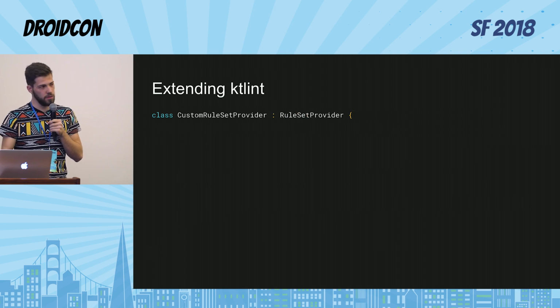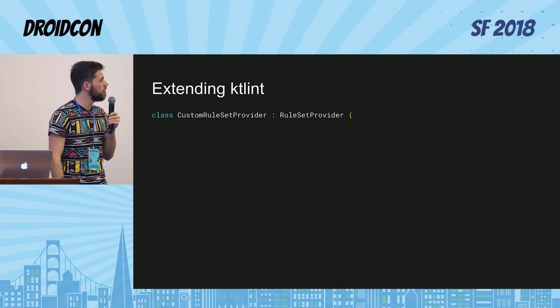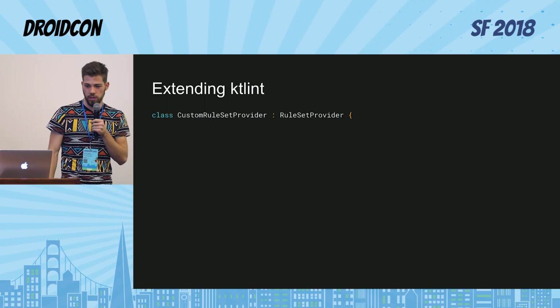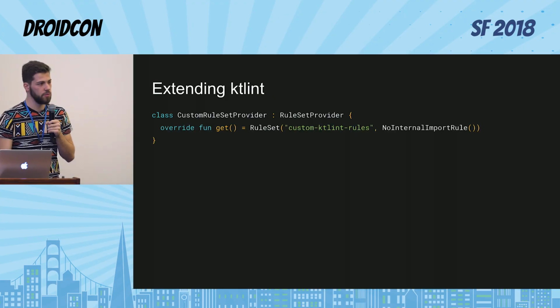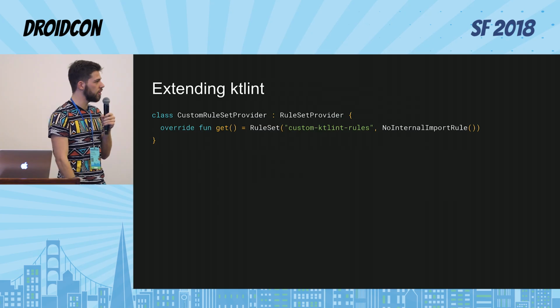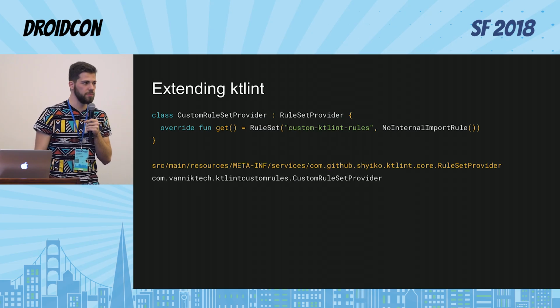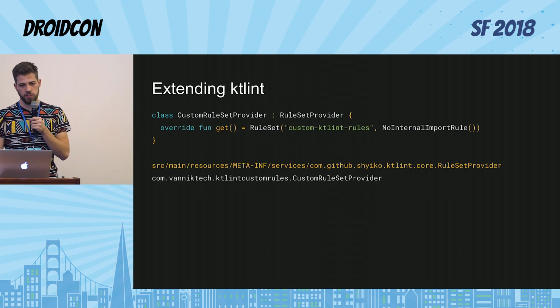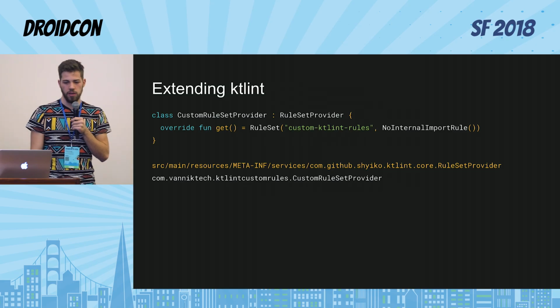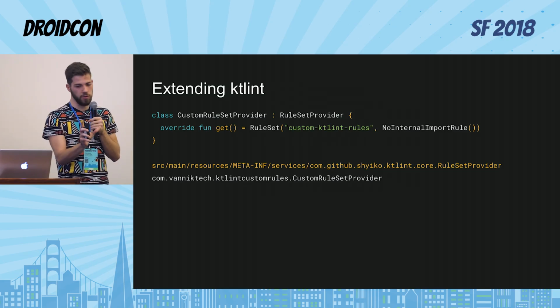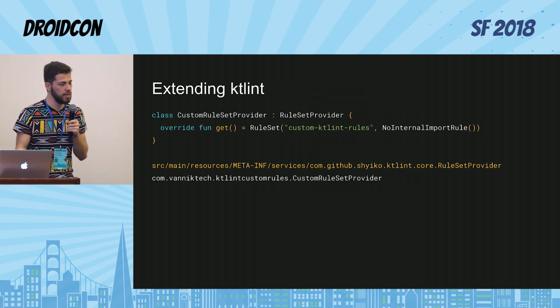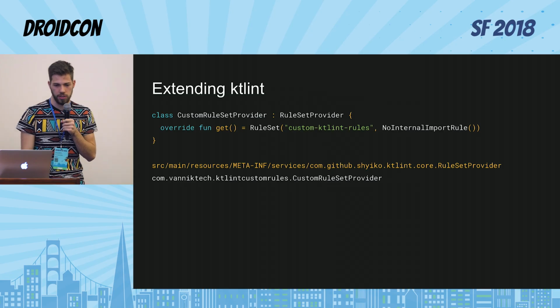And then also, somehow by coincidence, it also has a RuleSetProvider, with the same name, and a get method. So we pass in the rule set, give it a name, and then also the instantiation of our custom rule. And the mechanism for loading that class is also the same. So it's also using the services mechanism and providing the fully qualified name of our custom rule set provider. And then again, it's hooking up the same way that Detekt does.